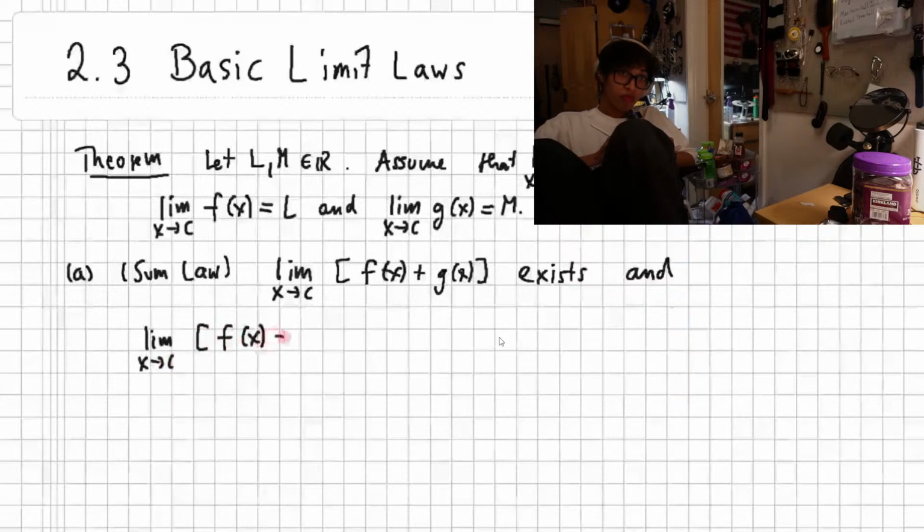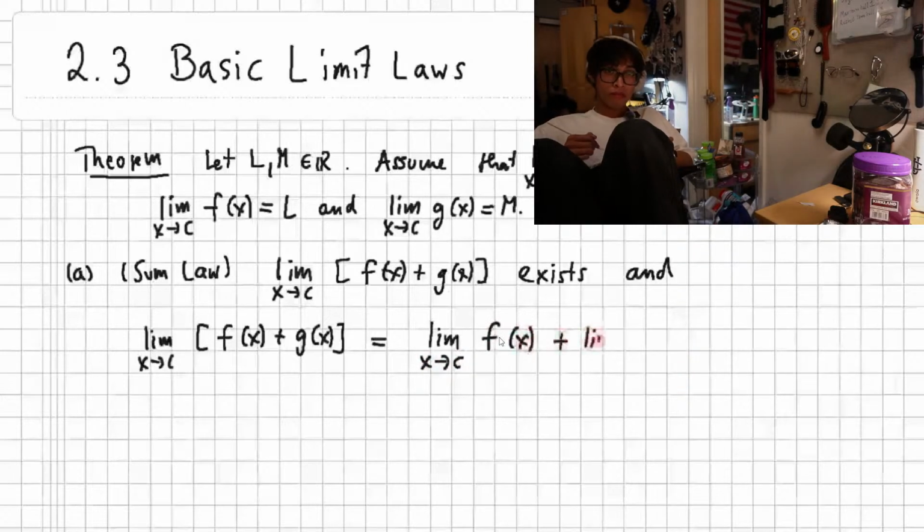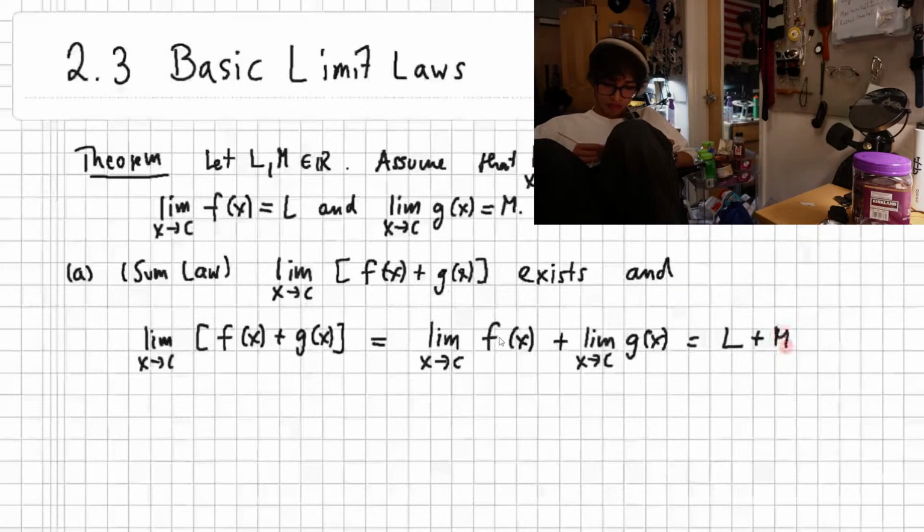Not only do I know it exists, I can also calculate it as follows. So again, the limit of f of x plus g of x. And now the limit laws tell us this is equal to the limit as x approaches c of f of x plus the limit as x approaches c of g of x, or, since we know their values, simply L plus M. Colloquially speaking, we could simply say this as the limit of the sum is equal to the sum of the limits.